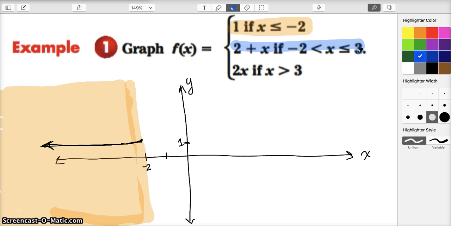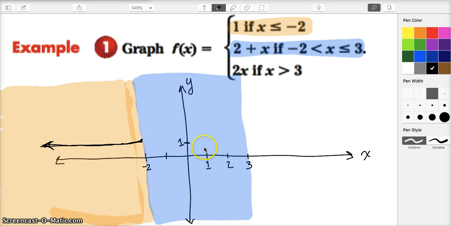And so this domain here for this portion of the graph goes from -2, not including -2, but it starts at -2 and it goes all the way up to +3. And that realm is here, this blue realm. And so what I'm going to do is calculate the value since it's a line, 2 plus x, that's a linear equation, y equals 2 plus x. I'm going to calculate the beginning and the end point and then just connect the dots.